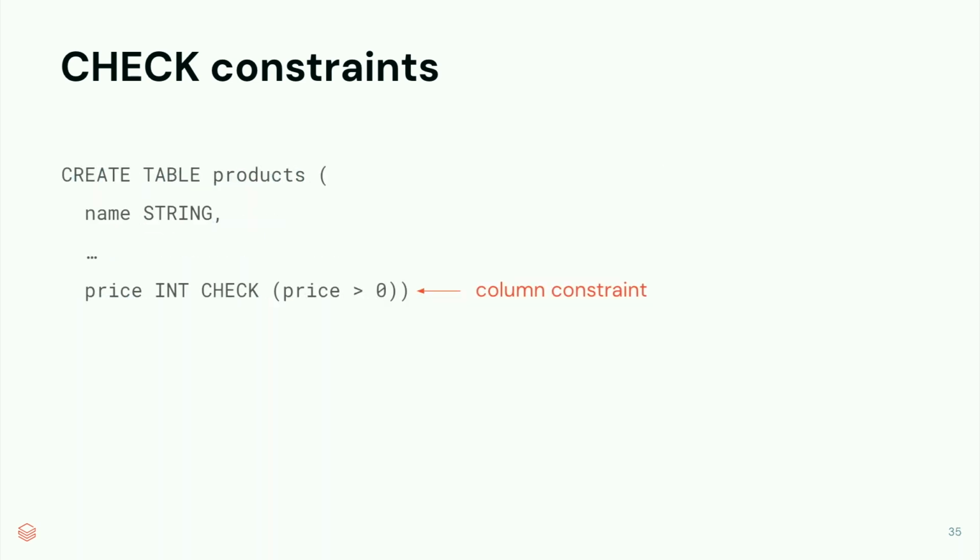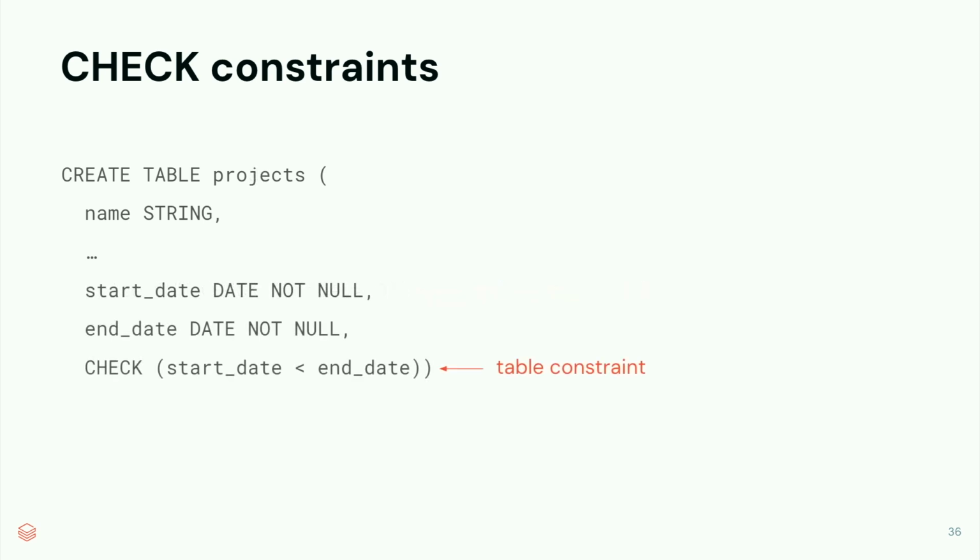So users would be able to define a check constraint next to the column definition if it covers just one column, or at the end. So technically, the only difference between a table and a column constraint is the number of columns that you reference. From the API perspective, it's all the same.